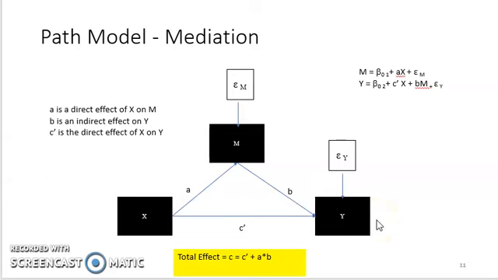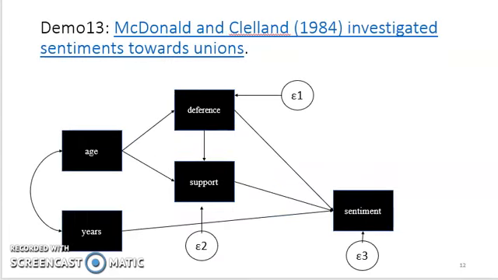Now, in our next diagram, we have several mediated effects, but they're really complicated. I'm going to go through the whole model. Again, this is a boot camp type workshop, and so each of the models are pretty complicated. So here's our first model. Demo 13, McDonald and Cleland investigated sentiments towards unions. We have a data set with these 5 variables collected: age, years, difference, support, and sentiment. And we want to know what impact the variables of age, years, difference, and support have on sentiment.